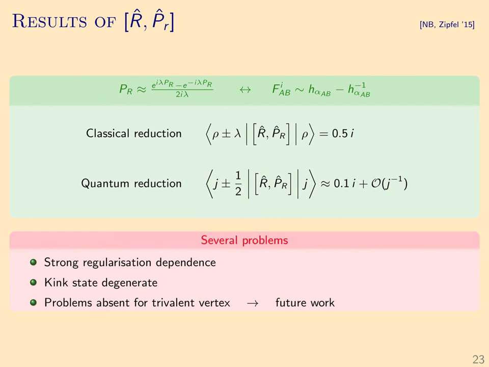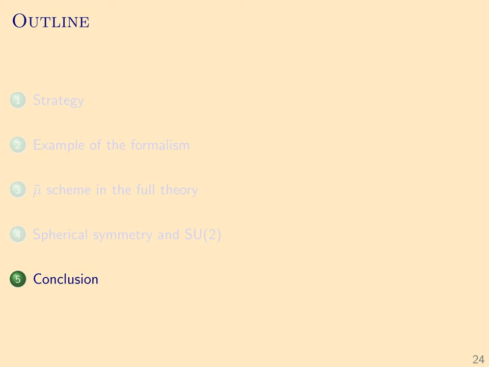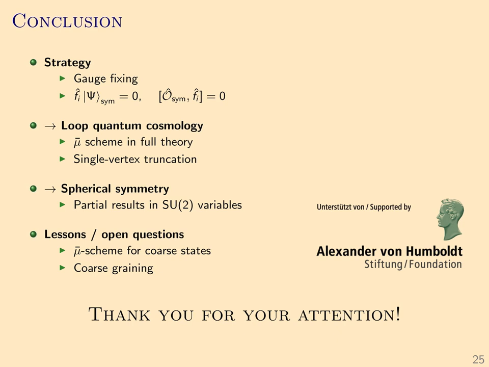So let us move on then to the conclusion, which is on slide number 25. We have outlined a strategy for imposing a reduction to some symmetric sector at the quantum level in loop quantum gravity. A very important ingredient there has been a suitable classical gauge fixing and a suitable choice of quantization variables. We defined these symmetric states and operators in the way shown here. By doing that, we recovered loop quantum cosmology, including the loop quantum cosmology dynamics. Here it was important that we used the mu bar scheme when using these connection variables. The mu bar scheme was automatically implemented in these BV type variables, but for the other variables, these Maxwell variables, we had to really use it.